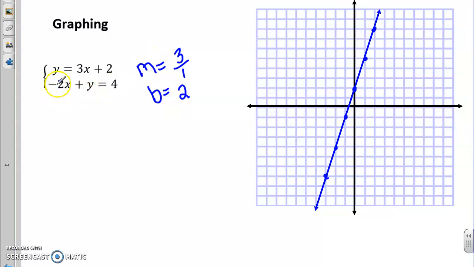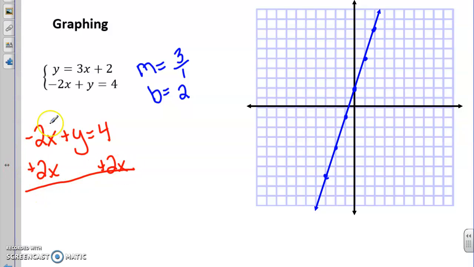So the second equation is not in slope-intercept form. That means we have to bring it down and solve it for y. To get y by itself, I need to get rid of this negative 2x. Since it's a negative 2x, I will add it to both sides. Cross out the 2x's, so I get y equals, I cannot add a 2x to a 4. So that means I bring down the 2x first, bring down the 4 second. So now it is in slope-intercept form, y equals mx plus b.